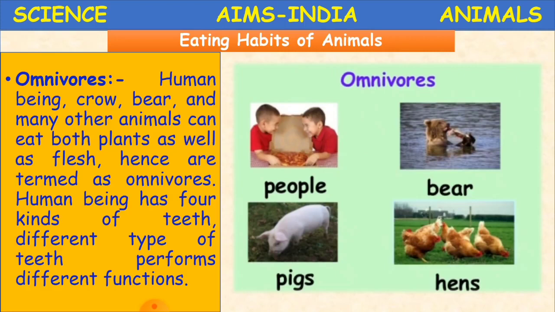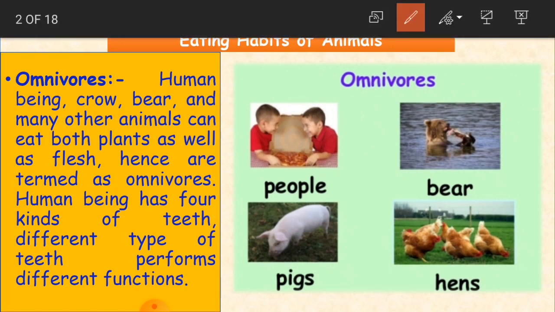Okay. And now we learn about omnivores. So what are they? Human being, crow, bear and many other animals can eat both plants as well as flesh. Hence they are termed as omnivores. So what are omnivores children? Which animal can eat both plants and also the flesh?